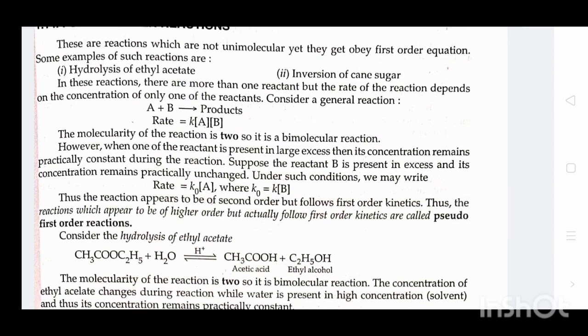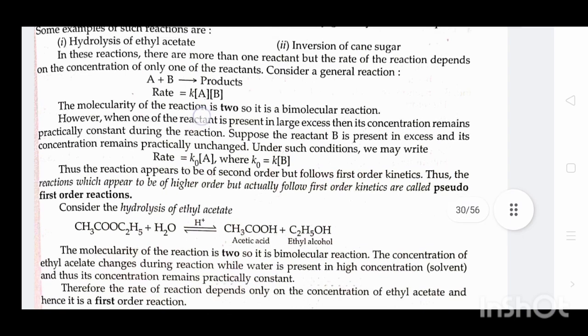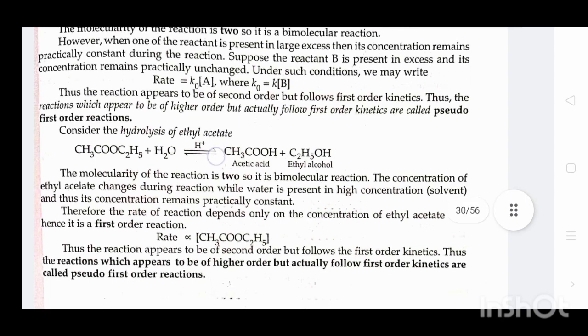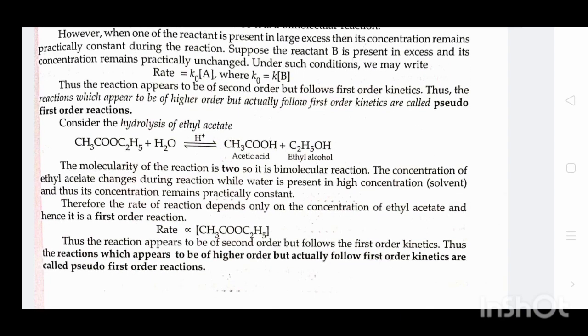However, when one of the reactants is present in large excess, then its concentration remains practically constant during the reaction. Suppose the reactant B is present in excess and its concentration remains practically unchanged. Under such conditions, we may write rate equals k' [A], where k' equals k[B]. Thus, the reaction appears to be second order but follows first order kinetics. Reactions which appear to be of higher order but actually follow first order kinetics are pseudo first order reactions.